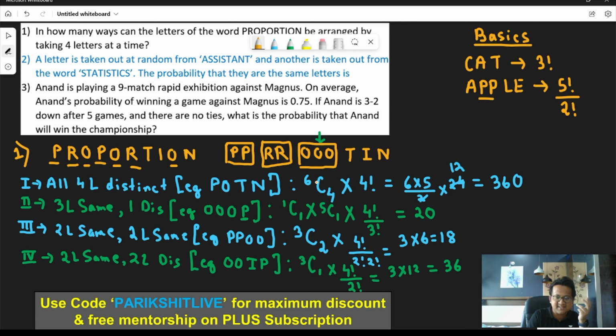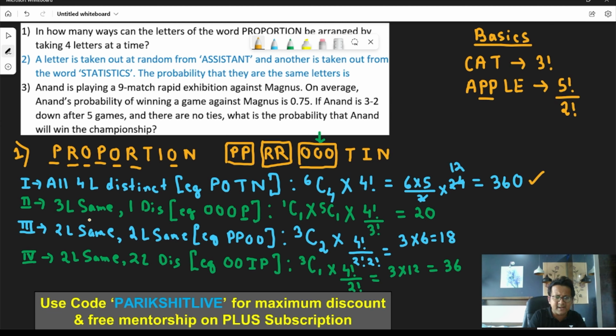PROTIN. So among the 6, select 4. So 6 into 5 by 2. And then how many ways of arranging it? 4 factorial. 4 letters can be arranged in 4 factorial ways if all of them are distinct. So 6 into 5 divided by 2 into 24 comes out to be 30 into 12, 360.